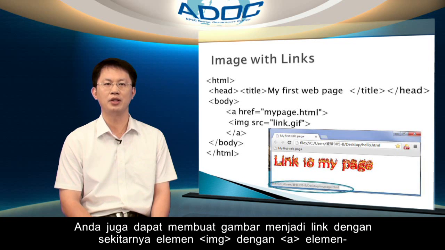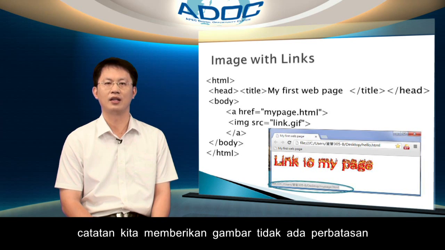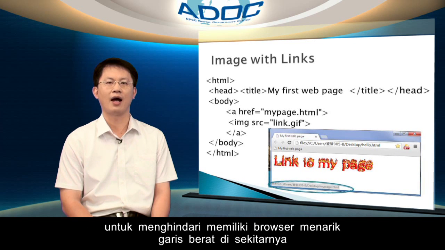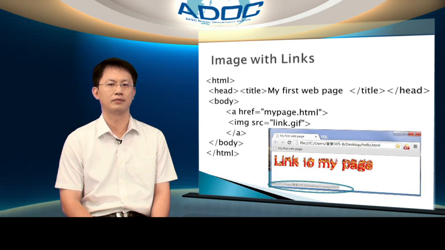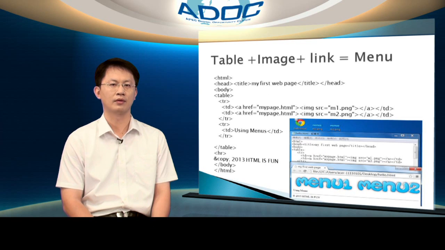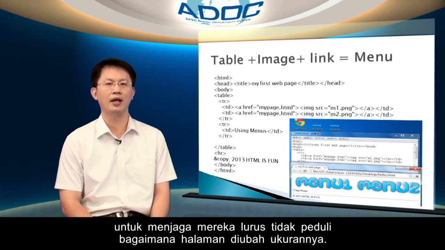You can also make images into links by surrounding an image element with an A element. Note that we are giving the image no border, to avoid having the browser draw a heavy line around it to indicate that it's a hyperlink. Navigation bars are usually made up of a number of link-enabled images arranged in an HTML table to keep them straight no matter how the page is resized.